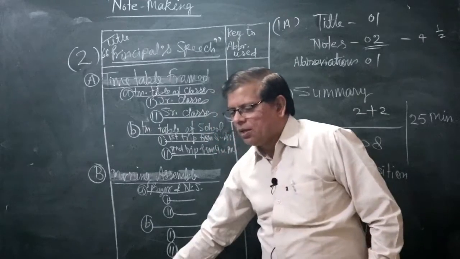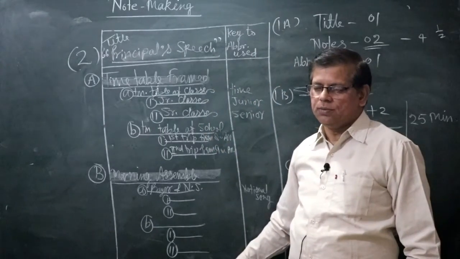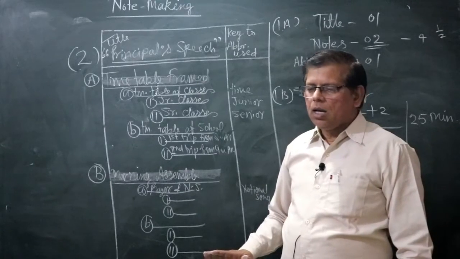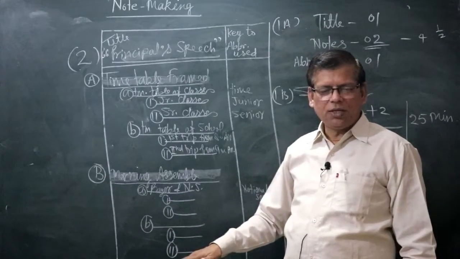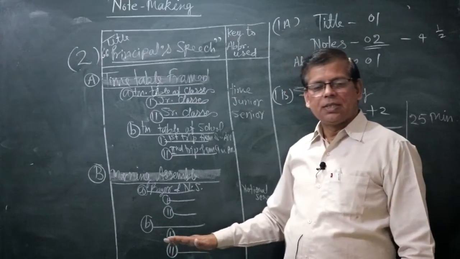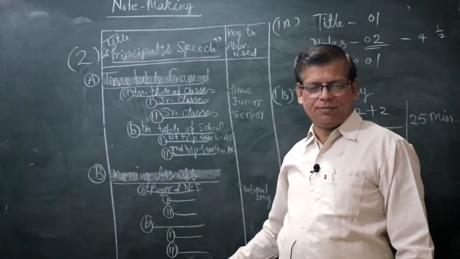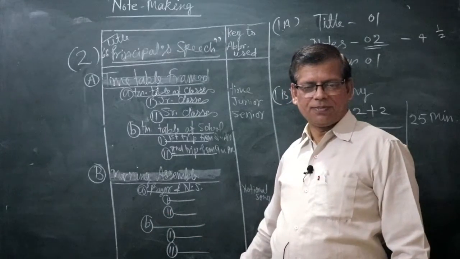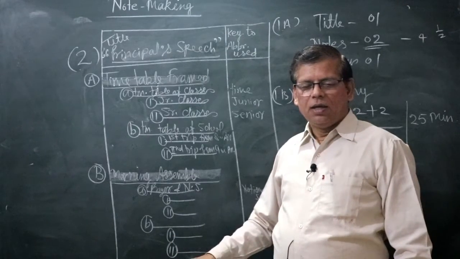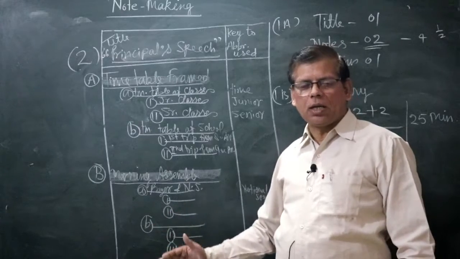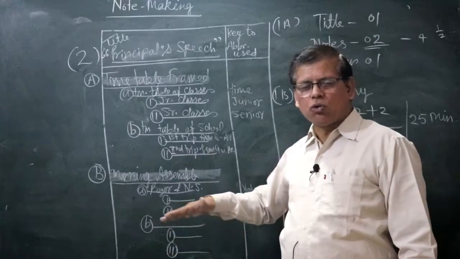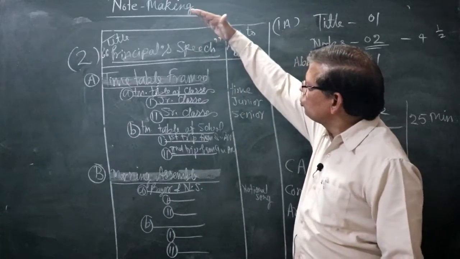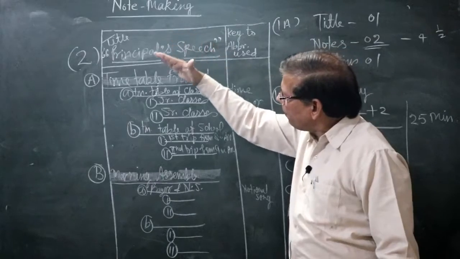Or C point, indiscipline in the school. Main point, indiscipline in the school. Sub point, indiscipline among senior classes. Sub point, students coming late. Second sub point, students not doing homework. Second sub point, indiscipline among junior classes. Sub point, students making noise in the class. Students without homework, without uniform, fighting. In this way, you shall be able. This is the principal's speech. These are all the parts of the principal's speech.